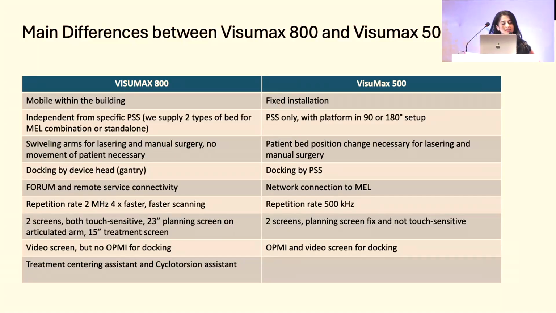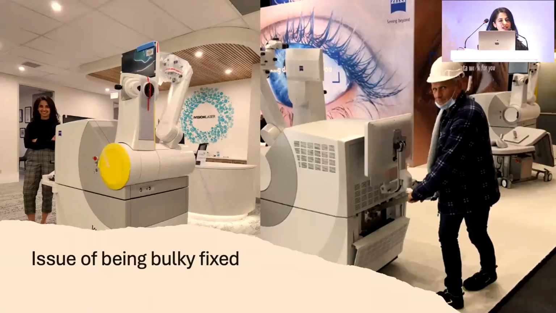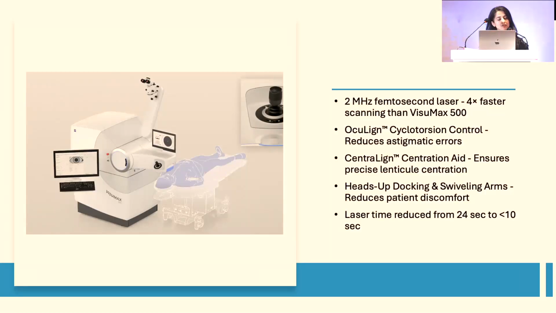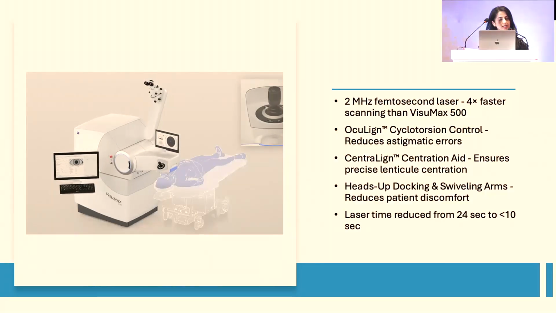There are some significant differences between the 800 and the 500, in particular the size of the machine. As you can see, it just fits very neatly into my little waiting room en route to the laser room prior to installation. So it's got a very small footprint. And in terms of the patient experience and also the surgeon, you don't have to move the patient or yourself. You've got the swiveling operating arm and the laser arm, and it just makes for a very seamless experience.